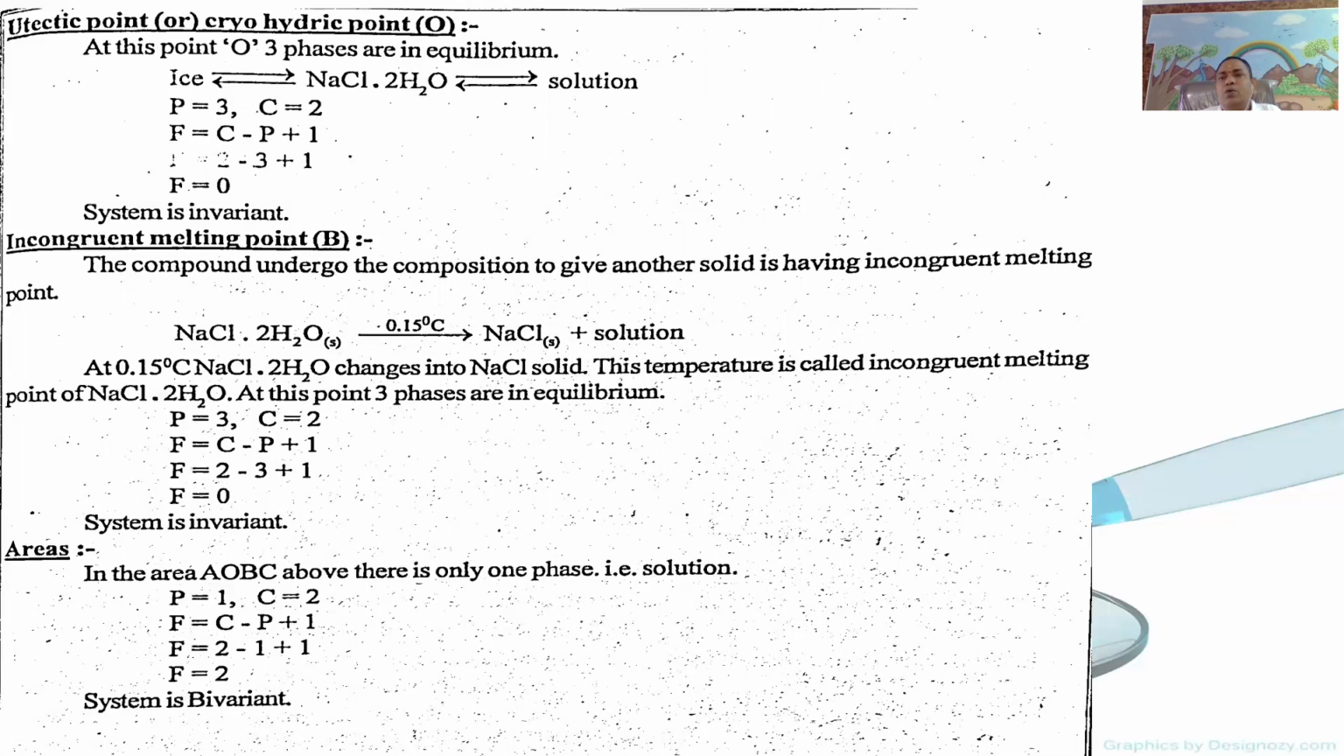At the eutectic point only, that is the cryohydric point only, the temperature of the potassium iodide water system is minus 23 degrees centigrade, and the composition is 52% of potassium iodide. With this, the phase diagram of the salt water system, a two component system with incongruent melting point, is completed. Thank you.